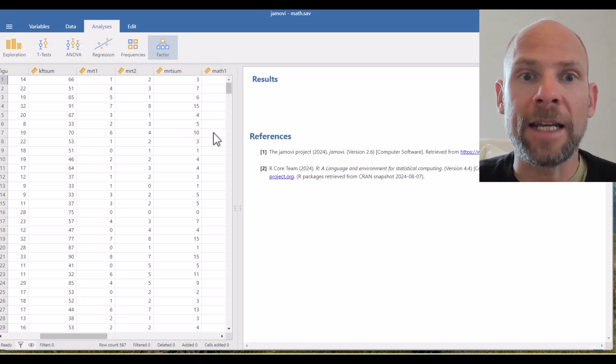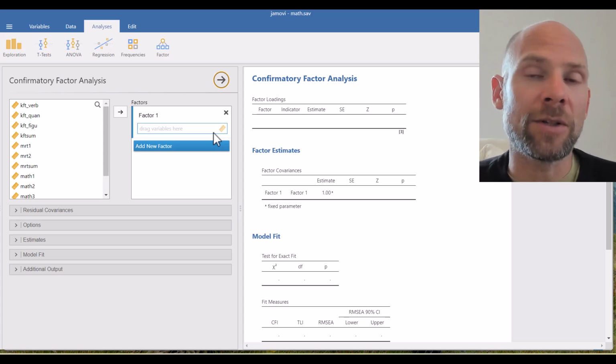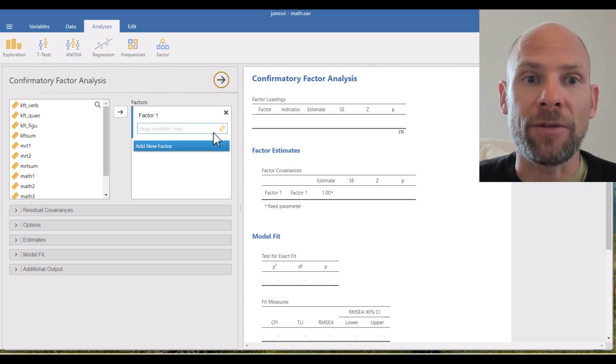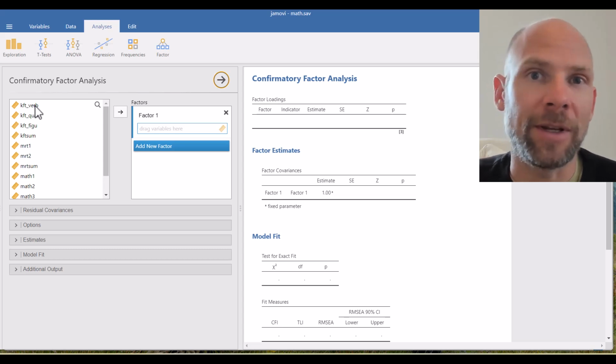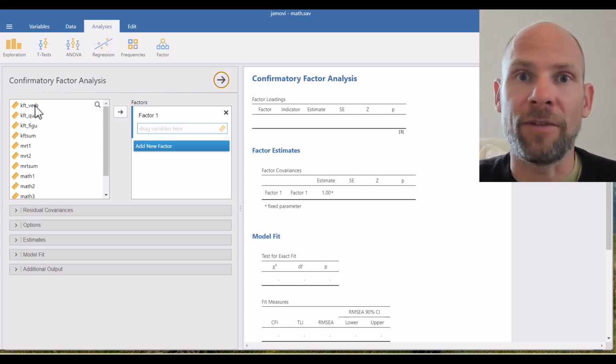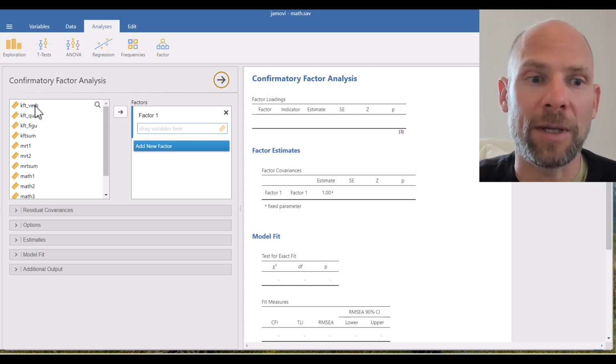So we click on that, and then the input window on the left hand side is very straightforward and intuitive. You can see that you can define your factors here. Factor 1 is the first one that will be defined, and so you can pick from your variable list in the same way as you would do that, for example, in SPSS for an analysis of variance or regression analysis or exploratory factor analysis. So it's very easy to use.